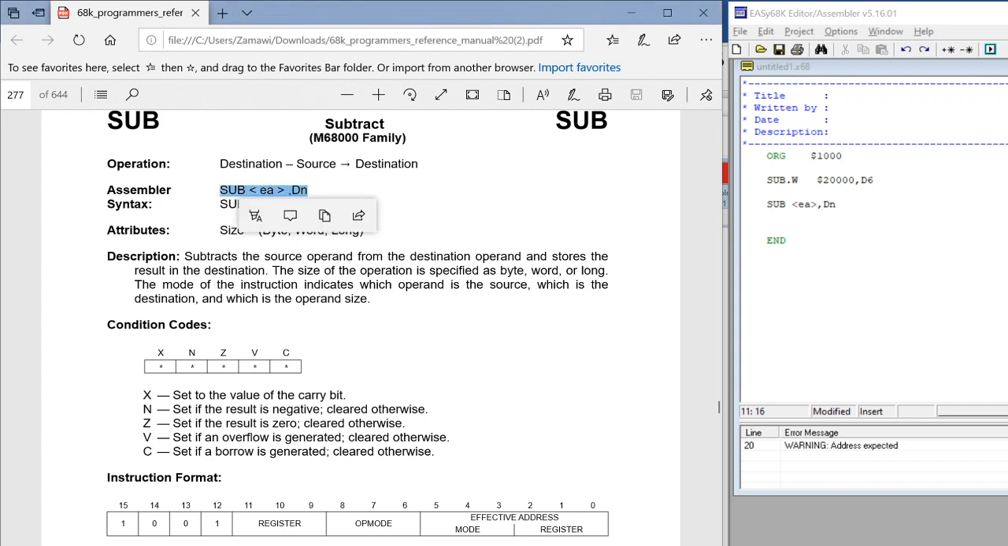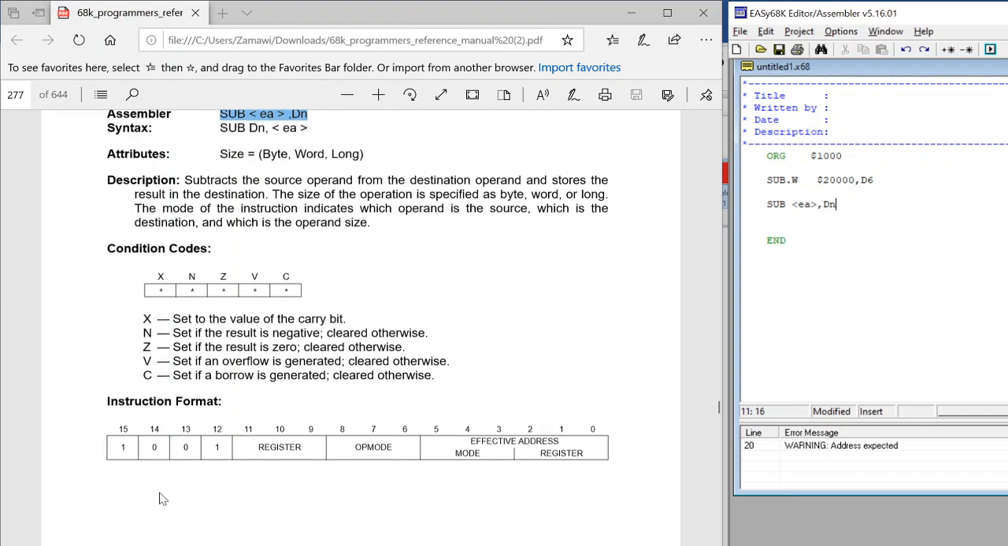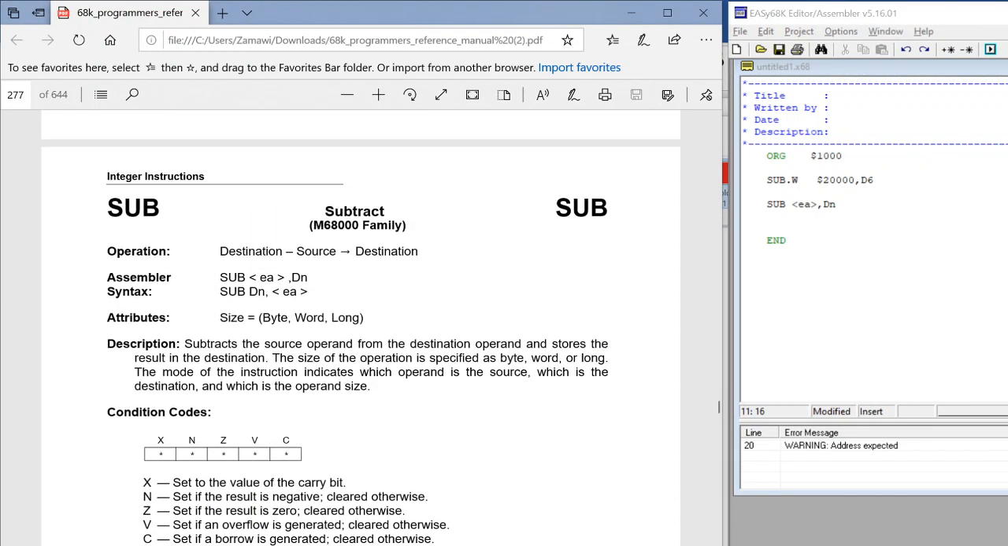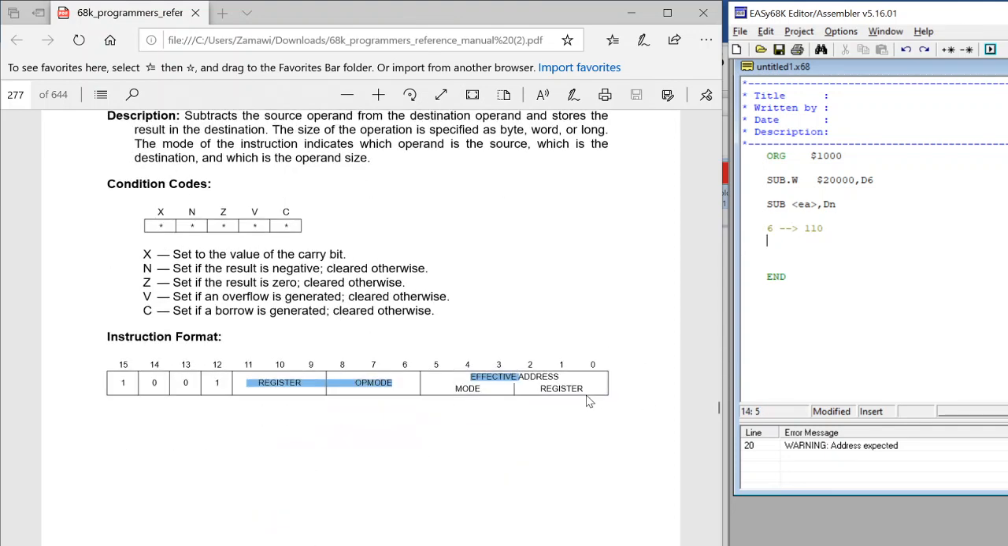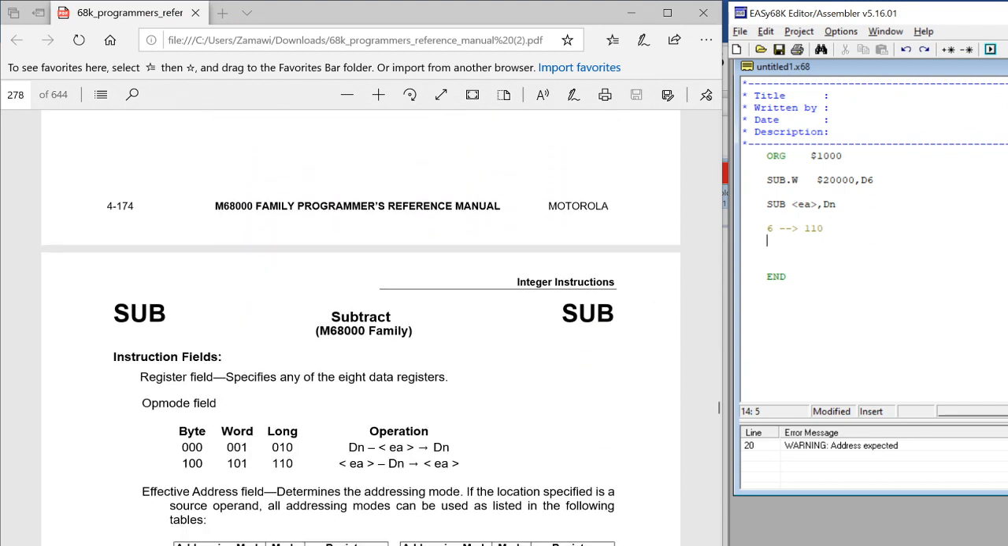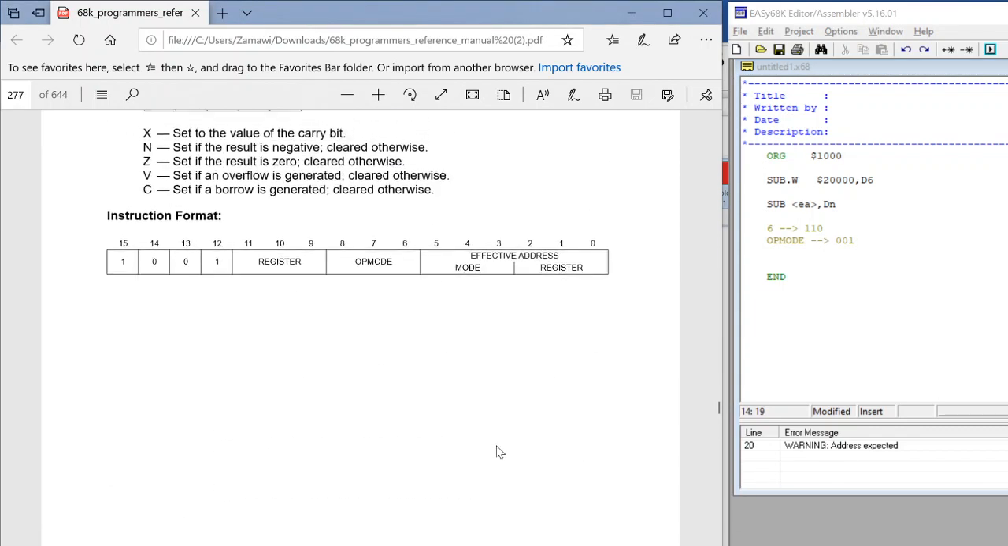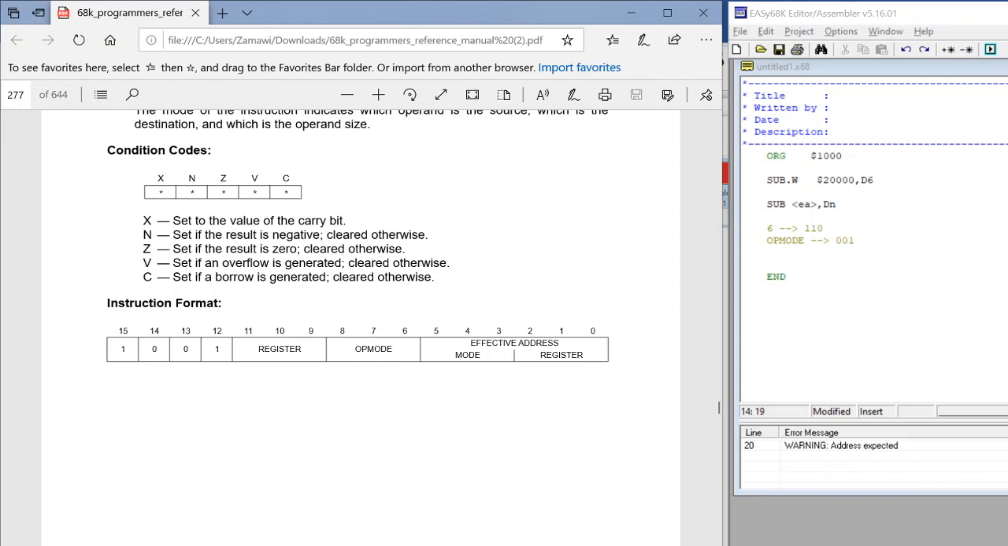Alright, again it's the same method. So you already have all this one, instruction format 1001. Register is the register number here. Okay, register 6 is going to be 110, right? Op mode is based on the pattern just now. So you're going to do destination minus source and save to destination. So destination minus source, which is the effective address, and save to destination. So you're going to pick out this line, and the word is the size over here. So the op mode is 001. Right. Next one is effective address. So your effective address now is a source, right?